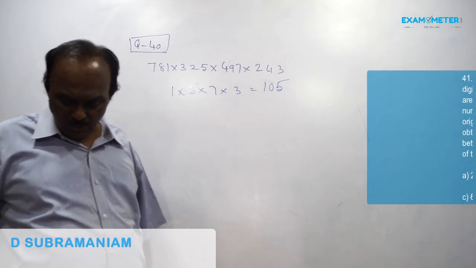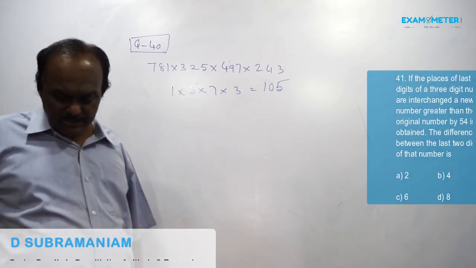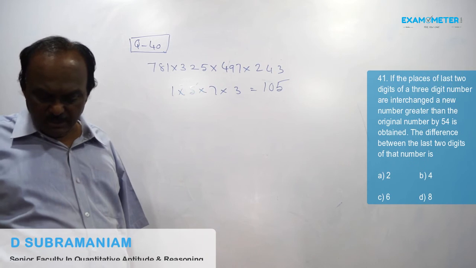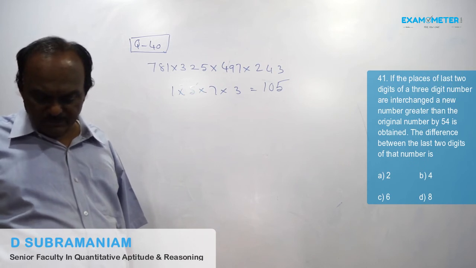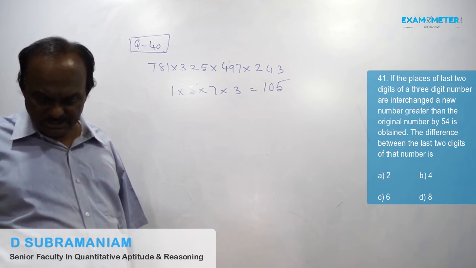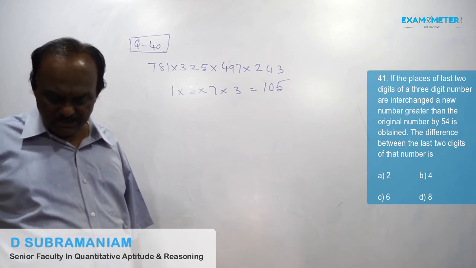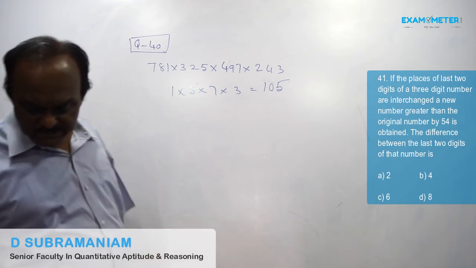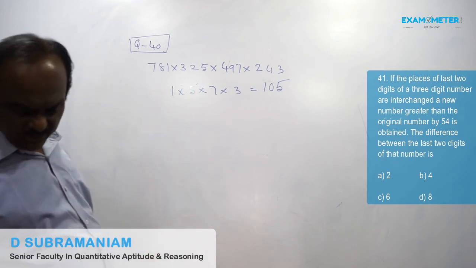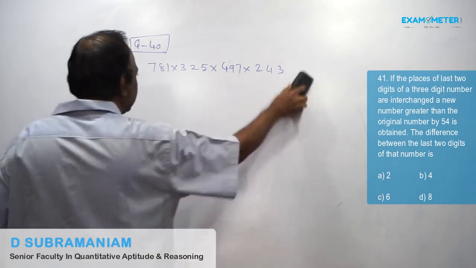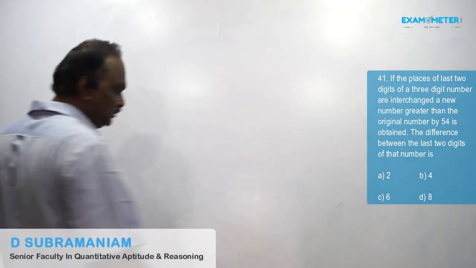Question number 41. If the places of the last 2 digits of a 3-digit number are interchanged, a new number greater than the original number by 54 is obtained. The difference between the last 2 digits of that number is. So 3-digit number.